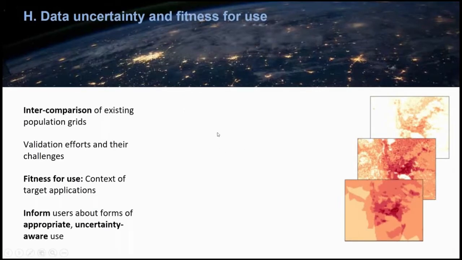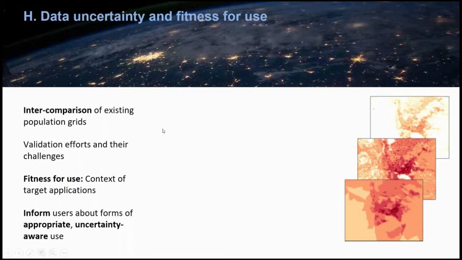Thank you so much, Greg, for this excellent overview. I think this was a great overview of different applications and how to really work with the population data in the web viewer. Thank you very much. And I want to conclude this presentation with some words on data uncertainty and fitness for use.